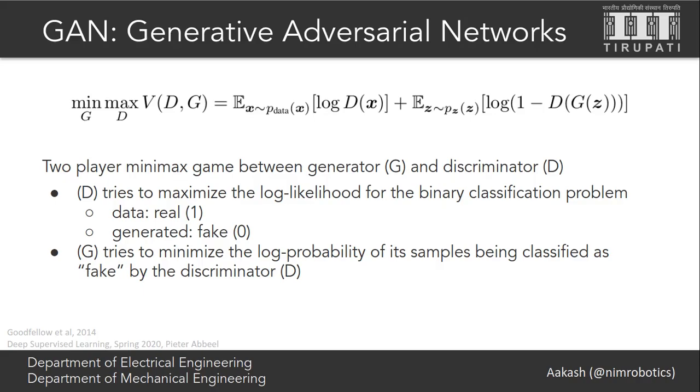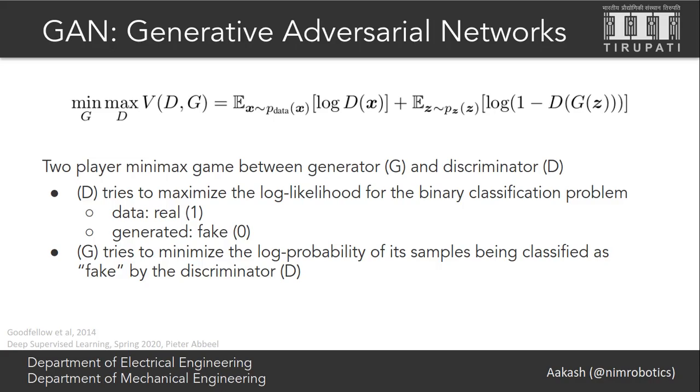So this is the objective function, the minimax objective function for the generative adversarial network. Here we have the expectation for sample X coming from P of data, log of D of X, and the expectation of sample Z coming from P of Z, log of 1 minus D of G of Z. The first term represents the inputs coming from the real data, and the second term depends on the fake data. So it is a two-player minimax game between the generator and discriminator.